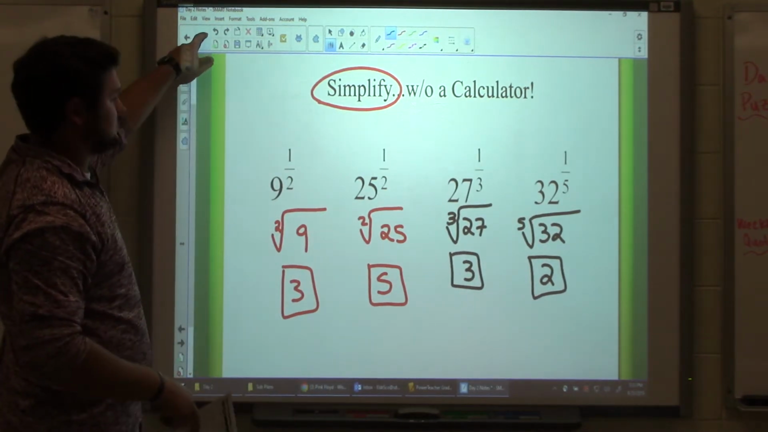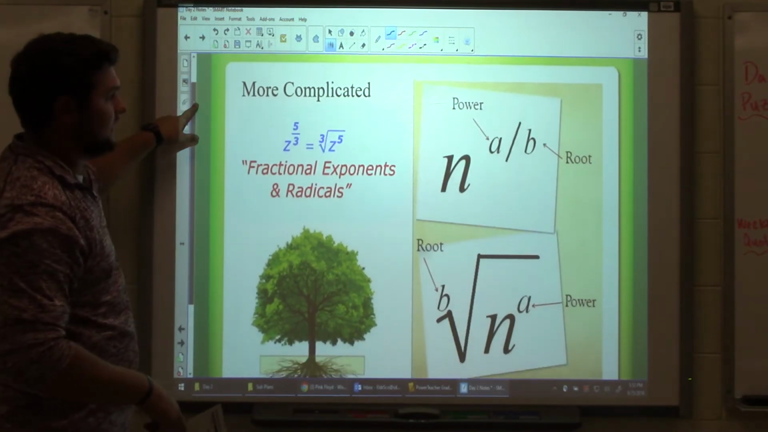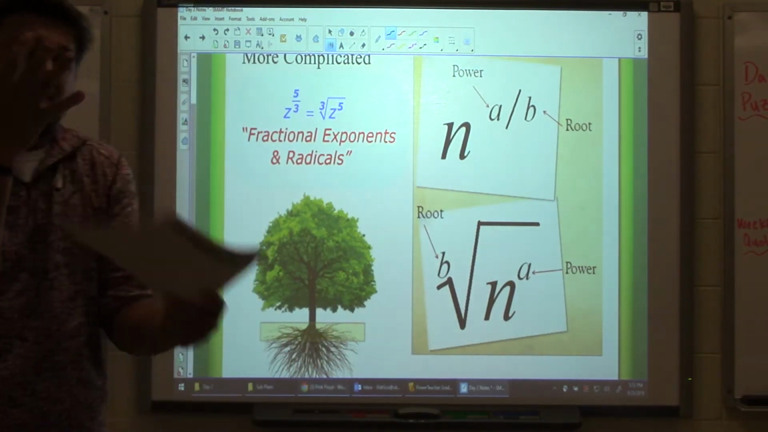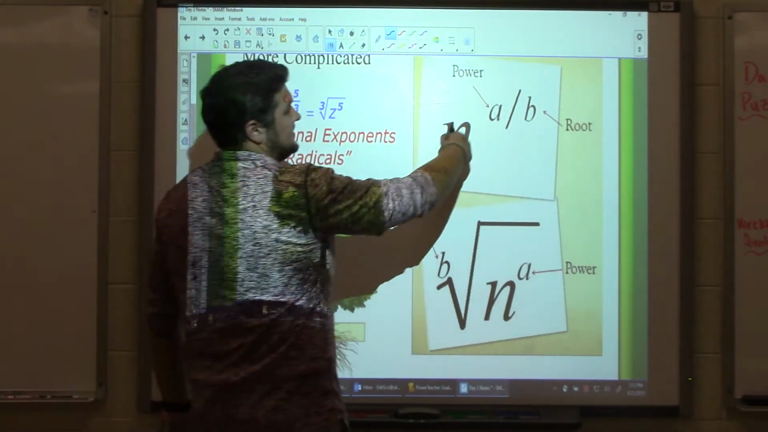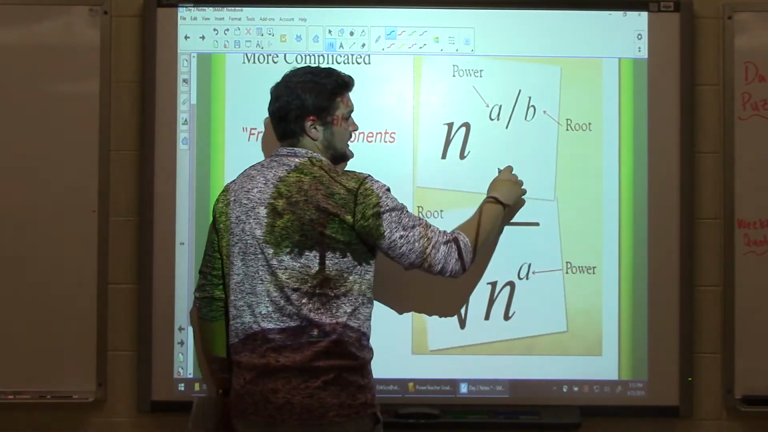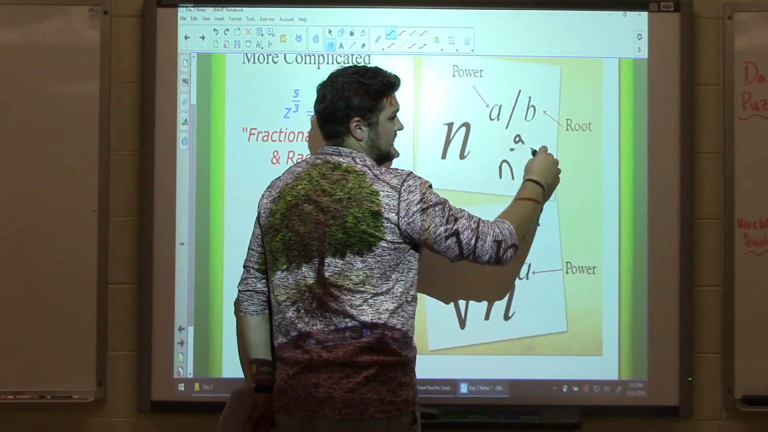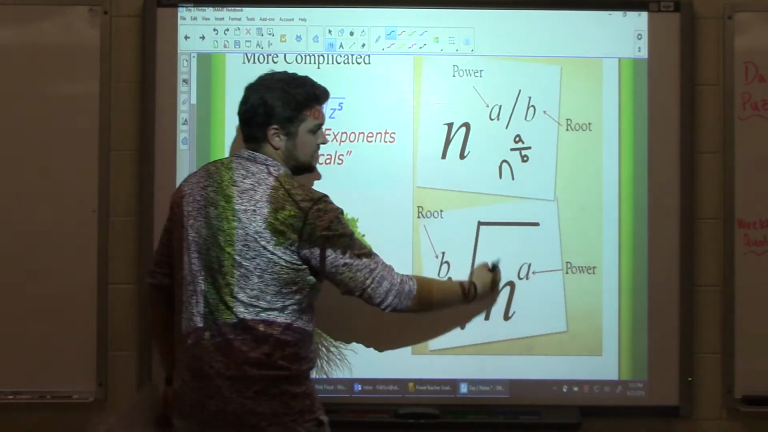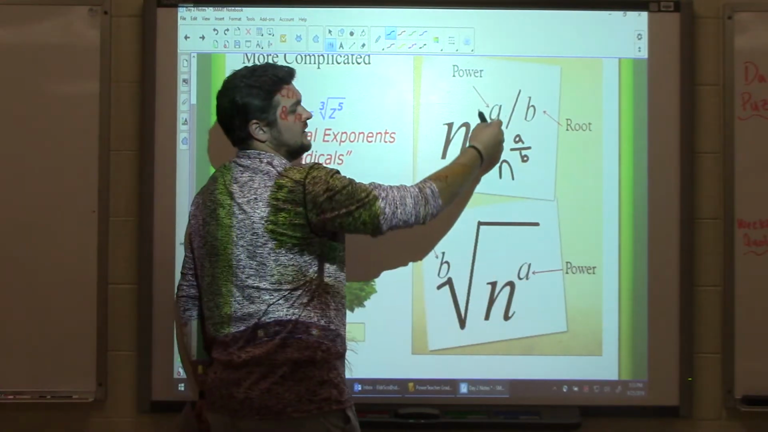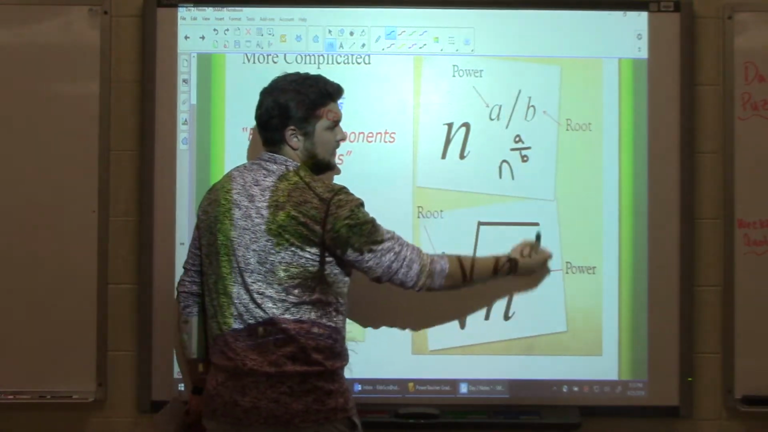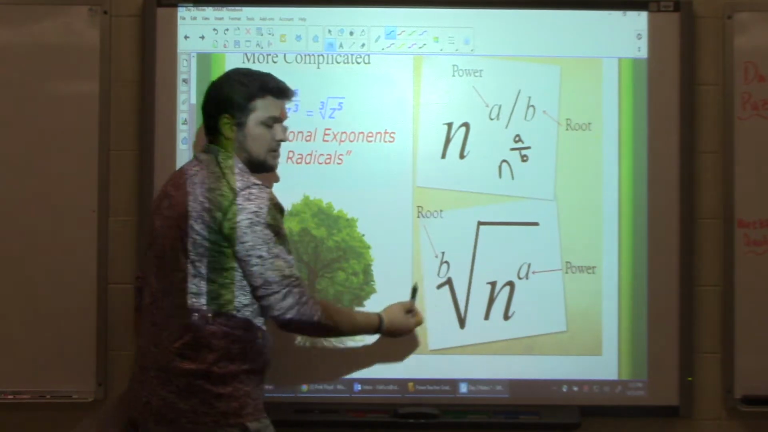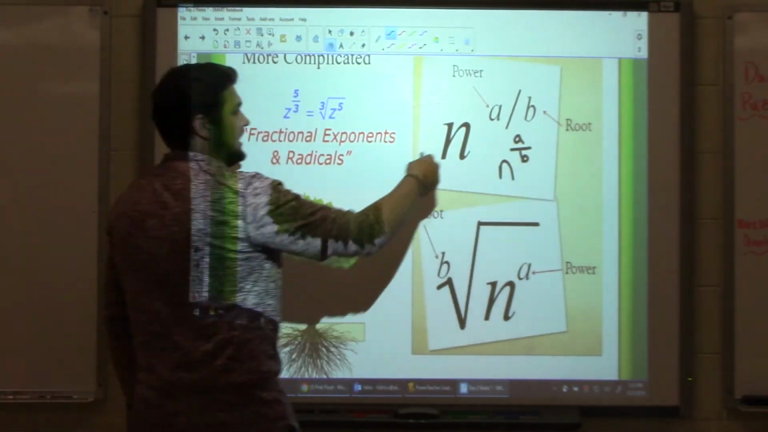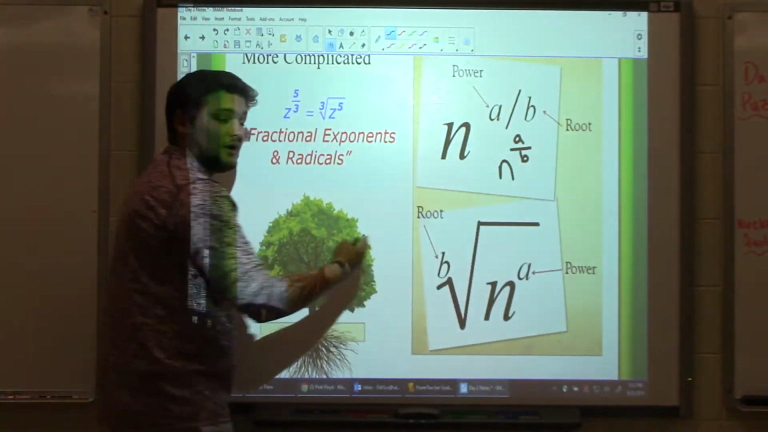Now, a little more complicated. If our numerator is not a 1, if it's an a, if it's a different number, what's going to happen is n to the a over b power is the same as the b root of n to the a power. Our numerator is going to become our power. Our denominator is still becoming our root. So we should be able to change any fractional exponent, otherwise known as a rational exponent, into a radical.